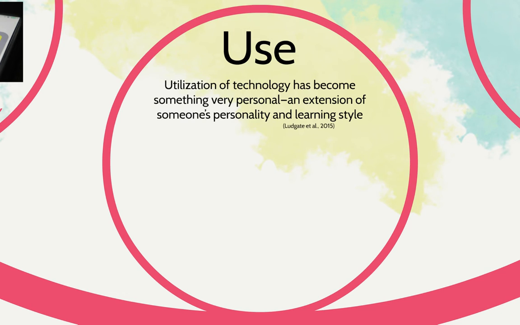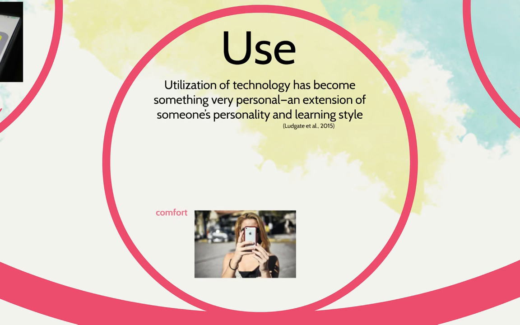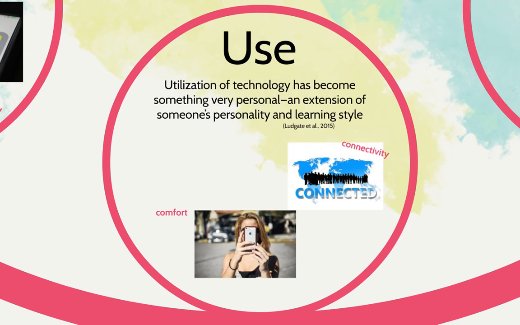Utilization of technology has become something very personal, an extension of someone's personality and learning style, a way for students to paint similar pictures, but allowing them to use their own or preferred type of paintbrushes, paint, and colors. For example, while a classroom may be equipped with Windows Chromebooks, a student may still want to bring their personal MacBook. There is a comfort in giving a presentation or performing research with tools that are more familiar and productive at the individual level.